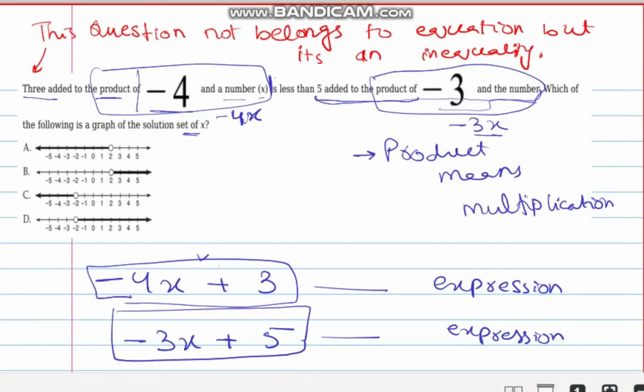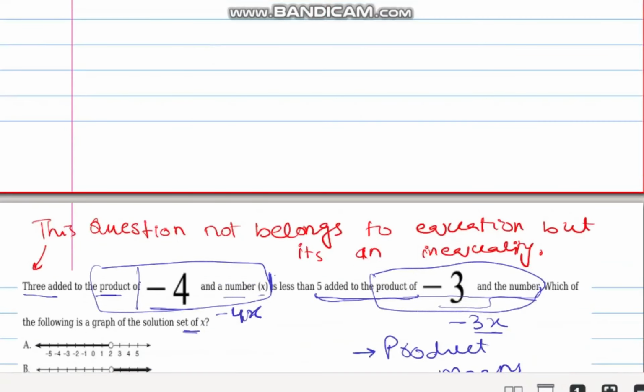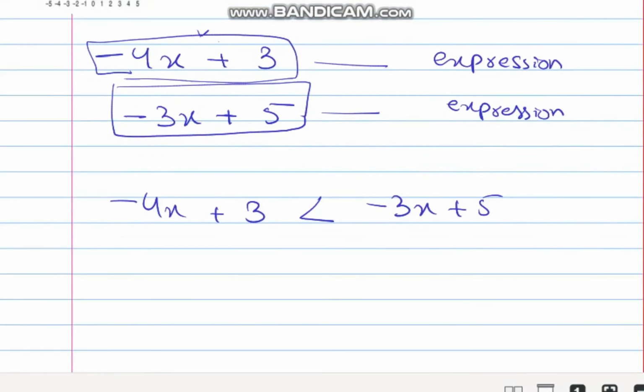The question now is very easy because he is telling this: this is less than minus 3x plus 5. This is the question for us. I formed the inequality because a less than is written here. It's a very easy thing, there should not be any confusion. Please, this is the inequality we have.